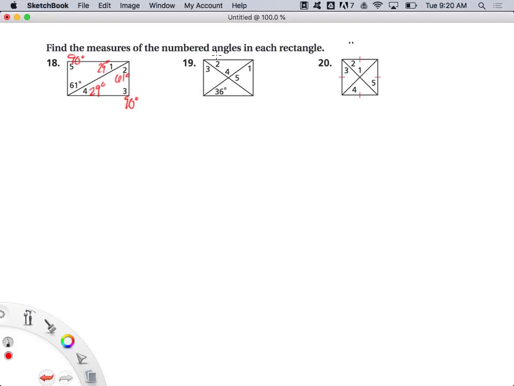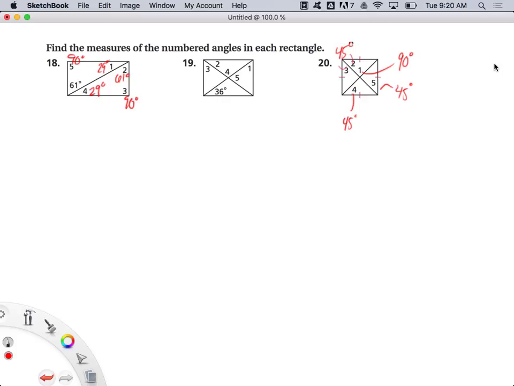Okay? For this one here, I know that this bisects, so 2 and 3 are both 45 degrees, because it would be 90, but they're cut in half. All of these, 4 is 45 degrees. 5 is 45 degrees. The diagonals meet, they're perpendicular, so 1 is the only one that's different. It's 90 degrees. Wait, for 19, would 3 and 4 be 45 too?